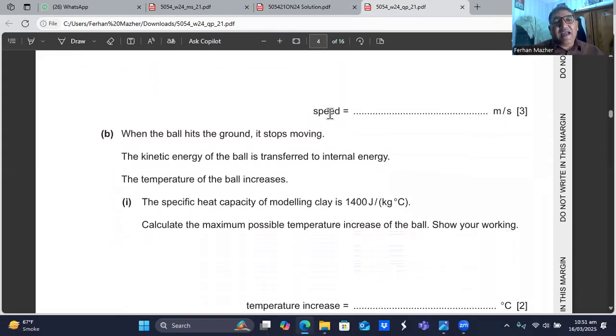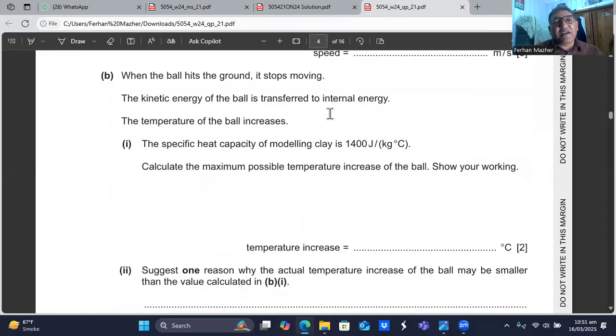Okay, now we have question number 2, part B. It says, when the ball hits the ground, it stops moving. The kinetic energy of the ball is transferred to the internal energy. The temperature of the ball increases. The specific heat capacity of the modeling clay is 1400 joule per kg per degree centigrade. Calculate the maximum possible temperature increase of the ball. Show your working. So it's very simple.